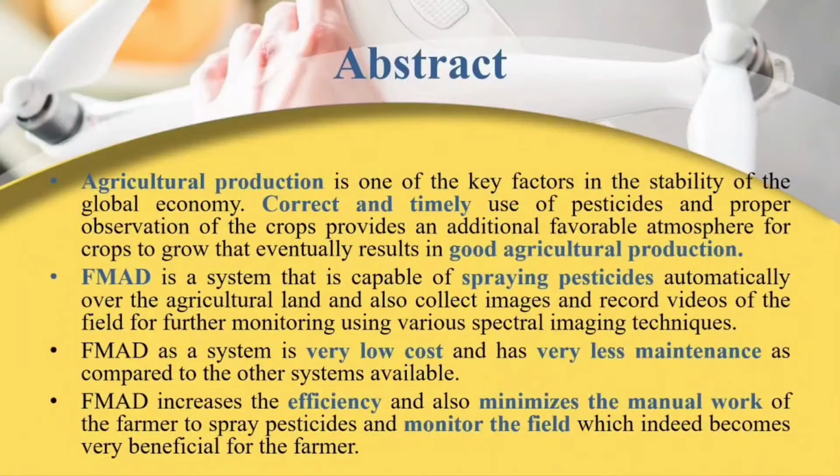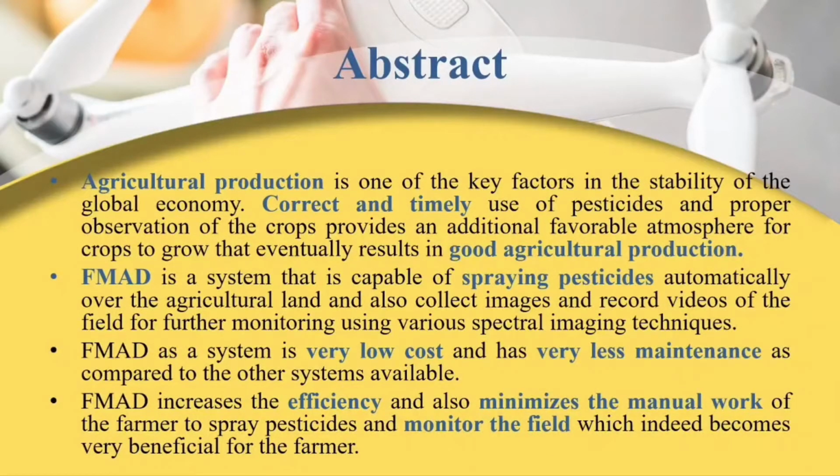As we all know that India is an agricultural country, agricultural production is one of the key factors in the stability of the global economy. So, correct and timely use of pesticides and proper observation of the crops helps us to boost the agricultural sector.